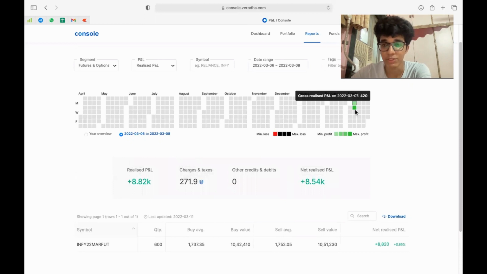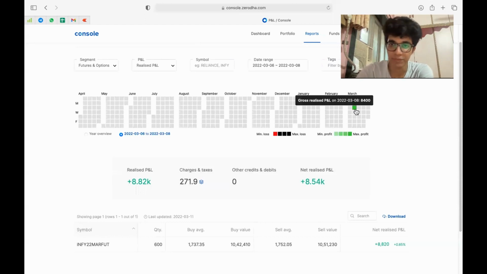So it was of this Infosys. And the second trade was 8,400. Now, the reason why I did not take any other trade was because I like to have a risk appetite of around 2,000 rupees a day.